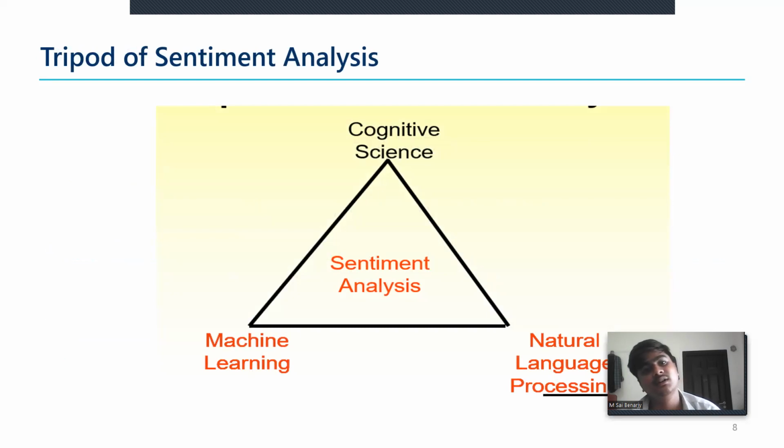The tripod of sentiment analysis is like a triangle, where each corner is computer science, machine learning, and natural language processing. These three come under sentiment analysis. These are the tripod of sentiment analysis.